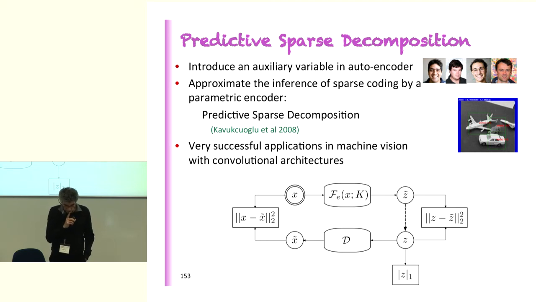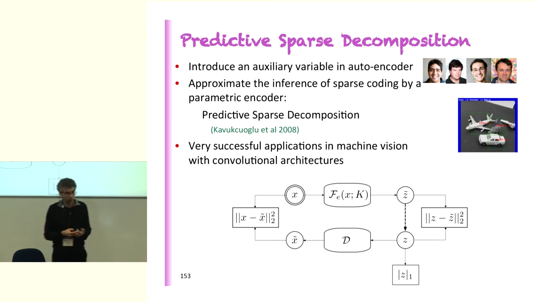There is another variant of autoencoder that's interesting to talk about, that was introduced by Yann LeCun in 2008, and his collaborator, in particular his student Koray Kavukcuoglu. And the idea is interesting. It's a kind of a mix between autoencoders and sparse coding.